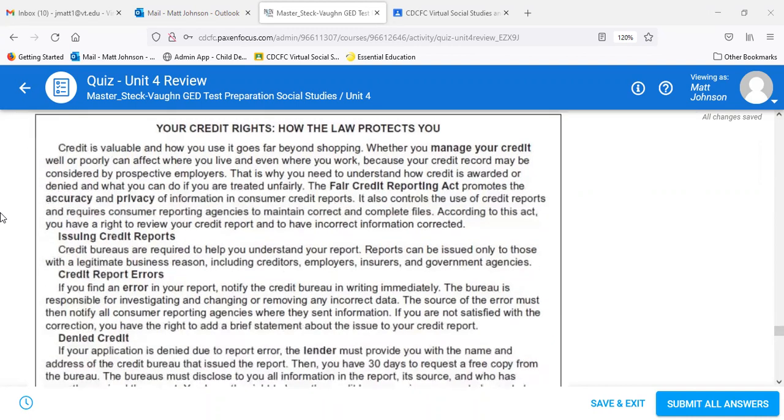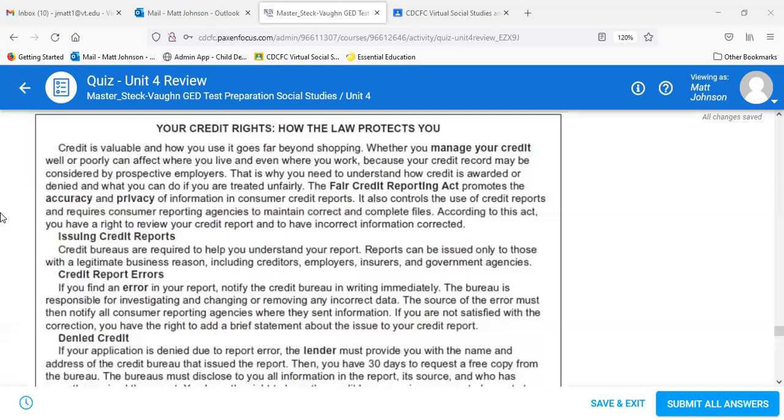Issuing credit reports. Okay, so we have another little subsection here. Credit bureaus are required to help you understand your report. Reports can be issued only to those with a legitimate business reason, including creditors, employers, insurers, and government agencies, right? So just some Joe Schmo who wants to know your credit score can't access that. There has to be a good reason.